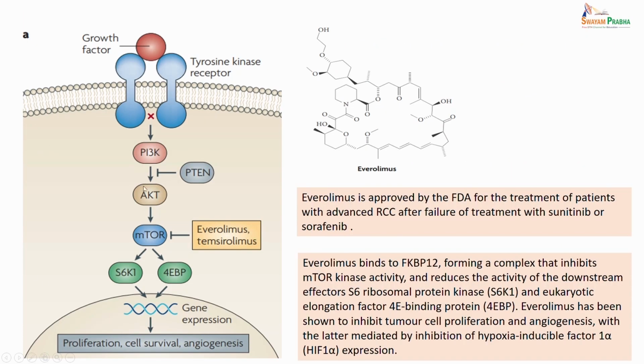Now, this is the pathway. It shows how this everolimus, and there is also another derivative called temsirolimus, both of them inhibit the mTOR. So, normally you have the tyrosine kinase receptor and the growth factor. When this growth factor binds to the growth factor receptor, this leads to the induction of the phosphatidyl inositol 3 kinase and the AKT pathway and the mTOR, and the downstream molecules are S6K1 and 4-EBP. These in turn can enter into the nucleus and modulate the gene expression, leading to proliferation, cell survival, and angiogenesis.